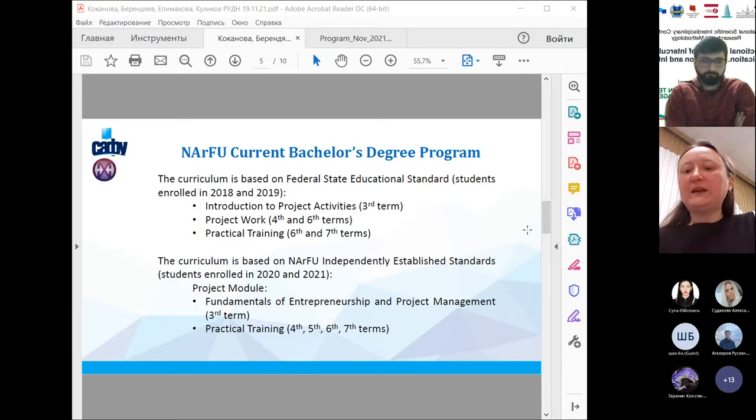As you can see, the curriculum based on NAFU independently established standards offers more project work opportunities. There is more practical training, and each part of practical training has the form of a project aimed at translating a text or a set of texts, creating a glossary, etc. Most often, these are group projects where students have their own roles: project manager, translator, editor, etc. They start by creating a project charter where they define objectives and constraints of the project, the main stakeholders, risks, benefits, time limits, responsibilities of team members, etc. In the end, the groups discuss the achieved goals and assess project quality.